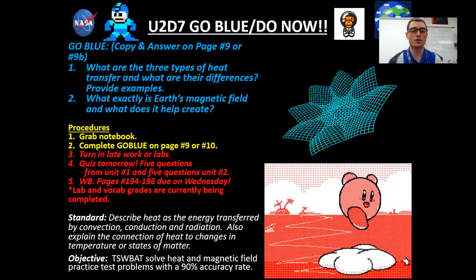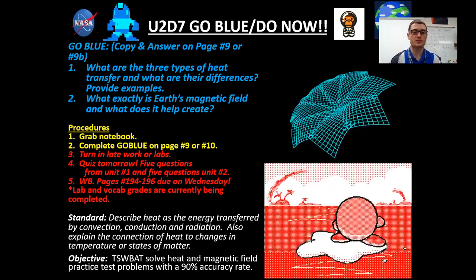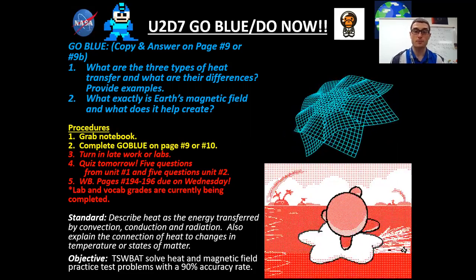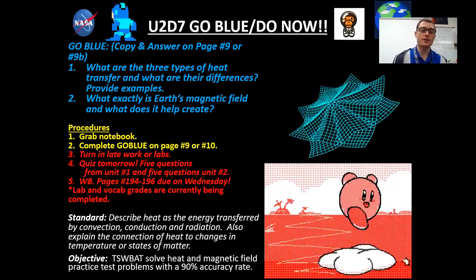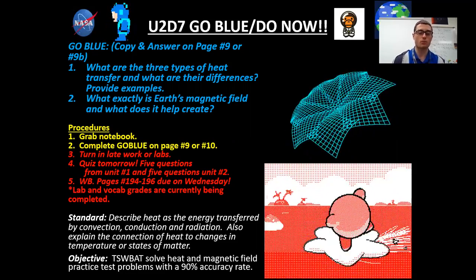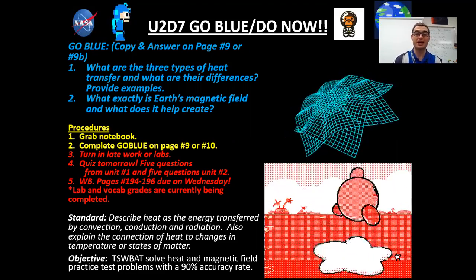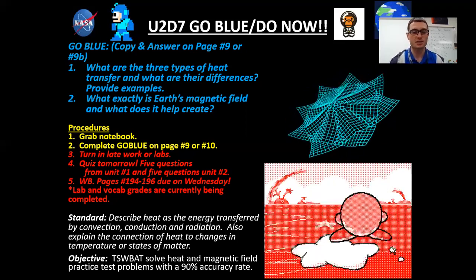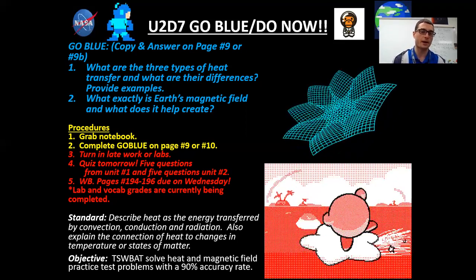We've got number 1: what are the 3 types of heat transfer and what are their differences? Provide examples. We saw that in our Bill Nye video last week, right? And then number 2: what exactly is Earth's magnetic field and what does it help create? So let's go to number 1 here. Pause the video, write these out on page 9 or 9B, and then go ahead and answer them on your own and see how close your answers are to mine.